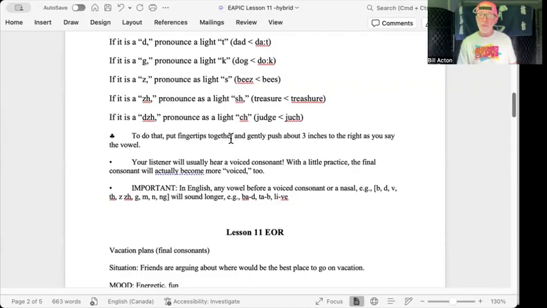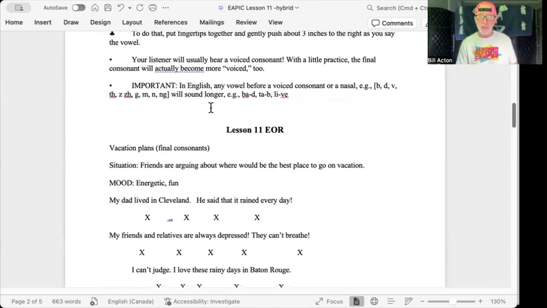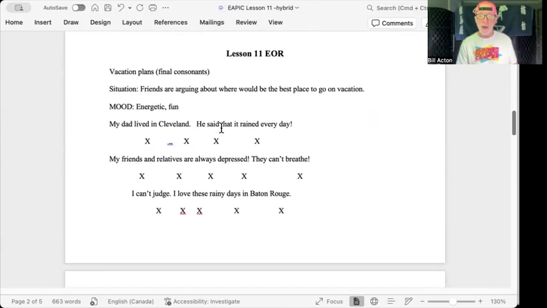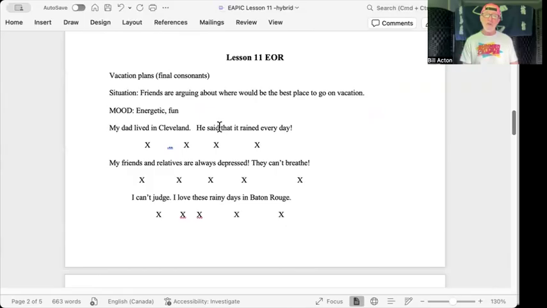But again, once you've done some of these pairs, as you will see in a moment, they'll begin happening. They'll come into your speech. They will kind of sneak in on you. All right. Here's our embodied oral reading for the final consonants.